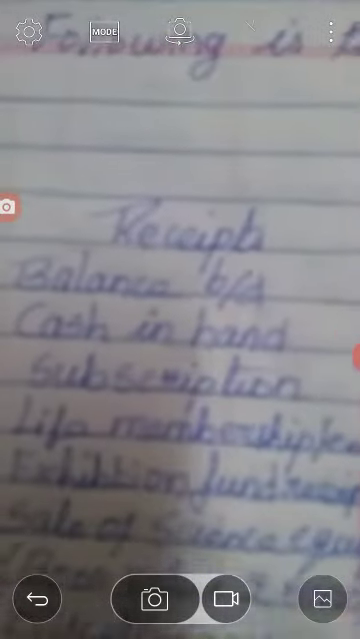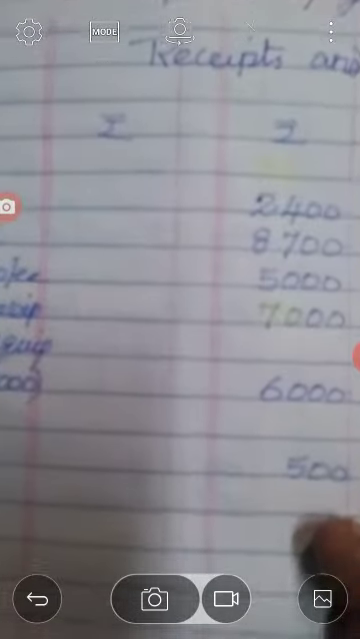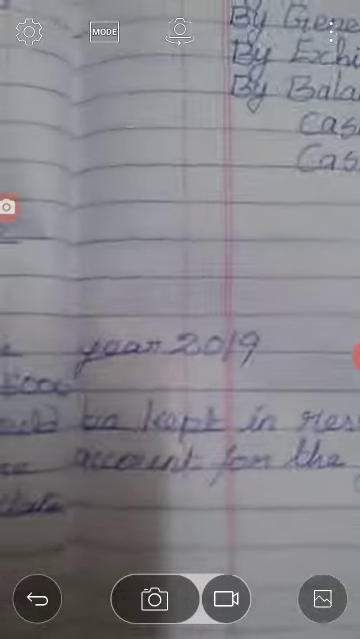So shall we pass on to the next item, subscription. Subscription is 8,700. The adjustment is given in the sum. The subscription includes 600 for the year 2019, so that is subscription received in advance.